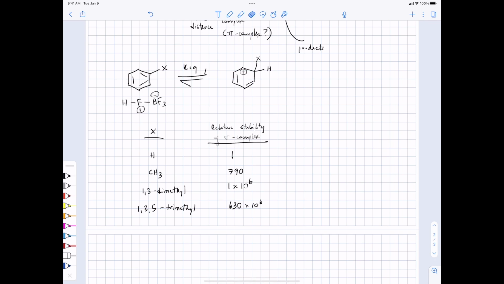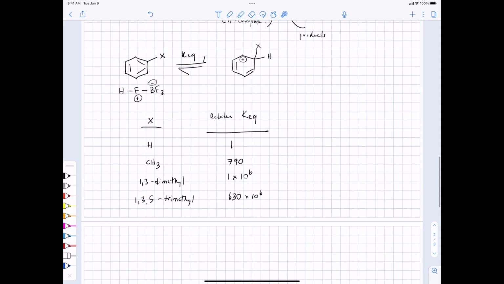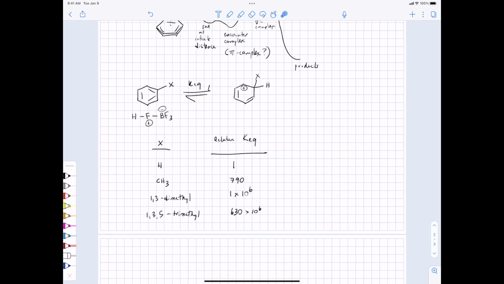And maybe because of that, instead of calling this relative stability of the sigma complex, we could just call this the relative equilibrium constant, which could be due either to the reactivity of the starting material or the stability of the products. You can see similar trends actually in rates of the bromination reaction, but I won't bother writing those numbers down because they basically confirm a similar thing. Questions so far?